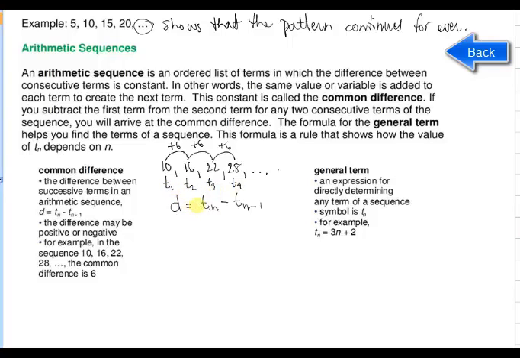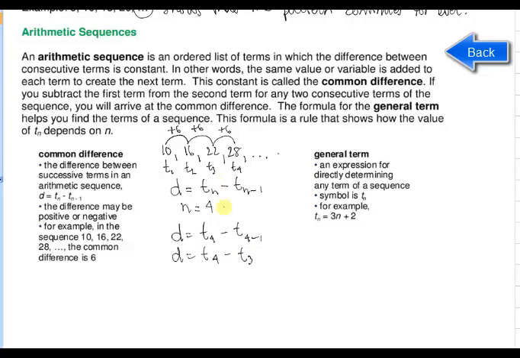And we're going to take a look at where n, and I'm just picking this arbitrarily, is equal to 4, let's say. I'm going to substitute that into my formula. So d equals t subscript 4 minus t subscript 4 minus 1. When we simplify, we get t subscript 4 minus t subscript 3. And so you can see that to calculate the common difference, you would take t subscript 4, which is 28, and minus t subscript 3, which is 22, and then you would find that d is equal to 6.